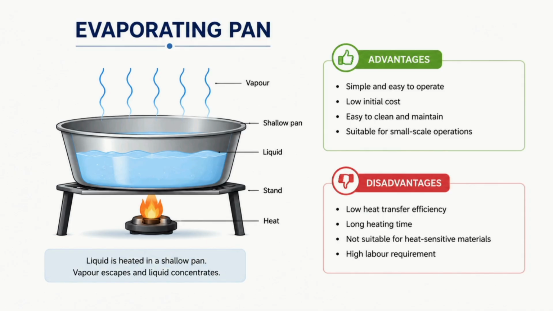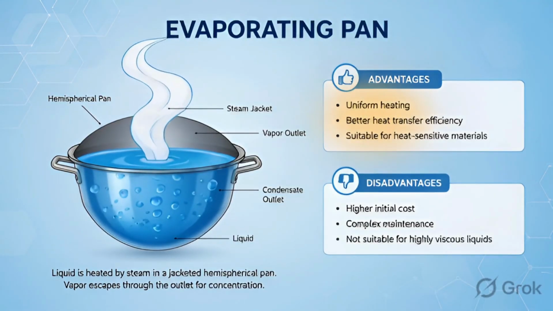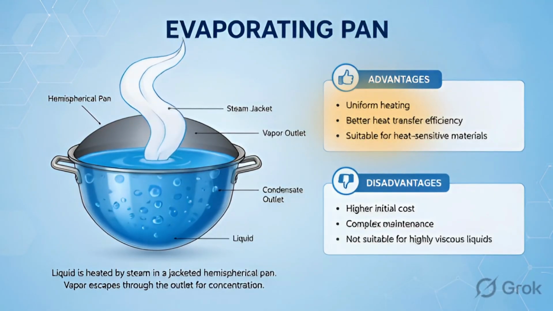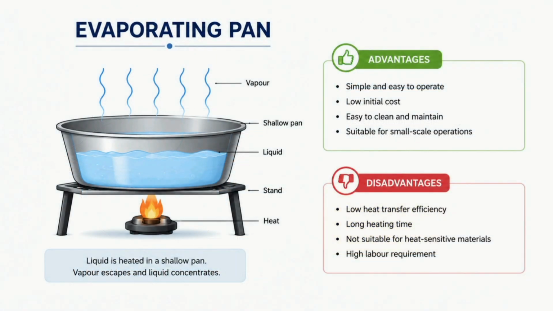An evaporating pan is the simplest type of evaporator. It consists of a hemispherical metal pan heated by steam. The liquid is placed inside the pan and heated until the solvent evaporates. This method is simple, easy to operate and inexpensive. So it is suitable for small scale pharmaceutical preparations.